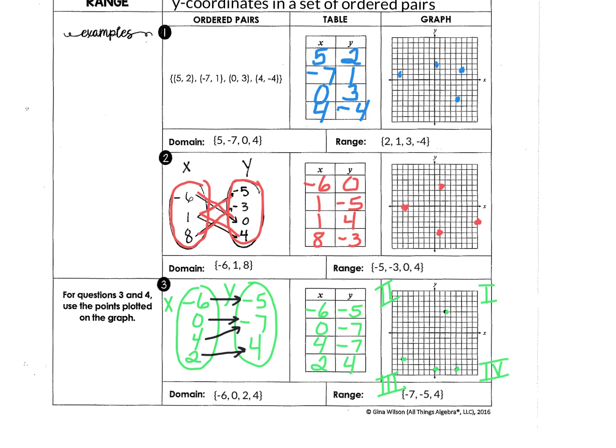Same thing with example 3. I took the numbers in the X column and I wrote them down. I took the numbers in the Y column and I wrote them for range over here.